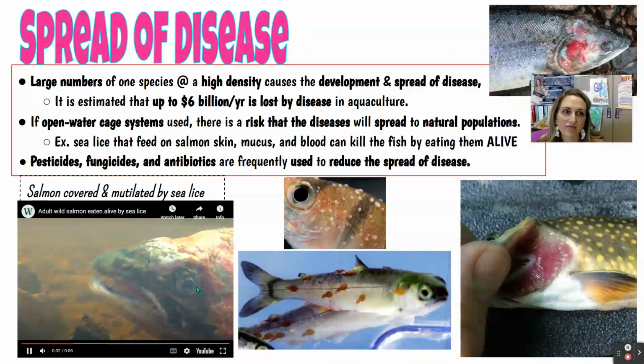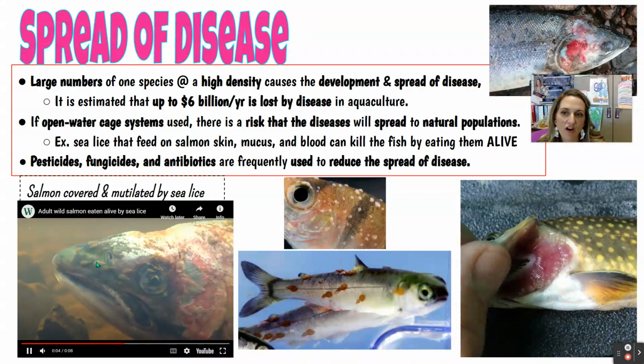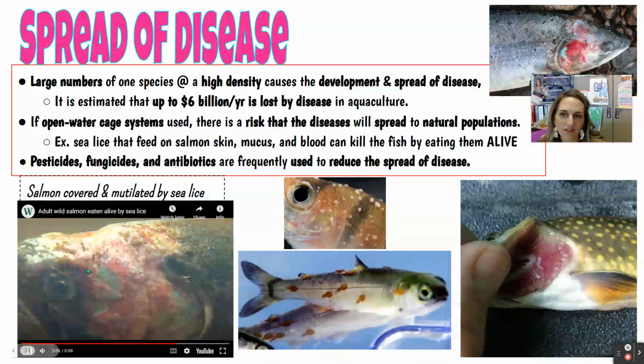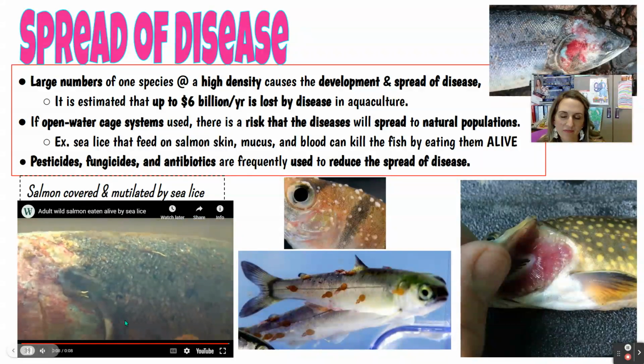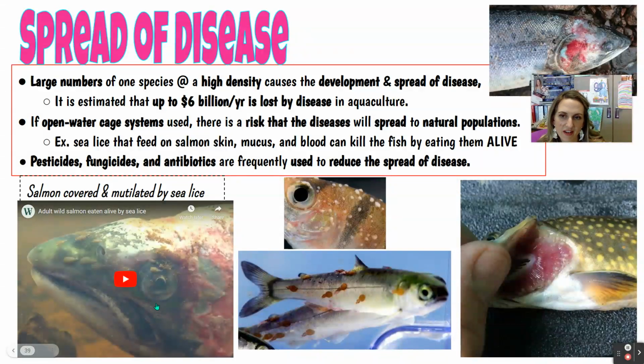This is gross. All the sea lice on them, all these little circles you see. Sad, yeah. On their eye. They need a cleaner wrasse. They don't live there.